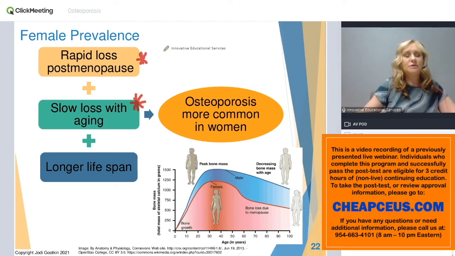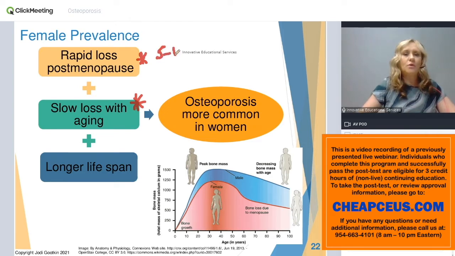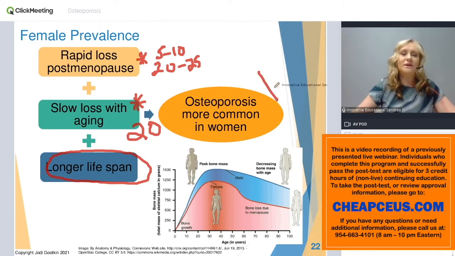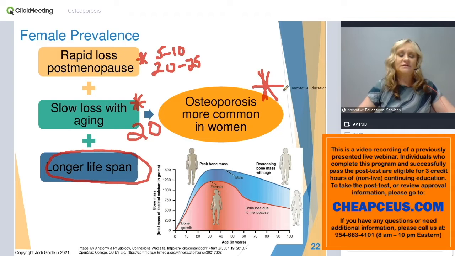So if the individual is losing approximately 5 to 10% of their cortical bone because of postmenopause, and about 20 to 25% of their trabecular bone, then as we look at the age-related consequences, we're losing about 20% here of both cortical and trabecular bone. Women tend to live longer, so this process continues. If we add up those numbers, that's why we see this significant increase in women of the risk of developing osteoporosis and the prevalence of it.